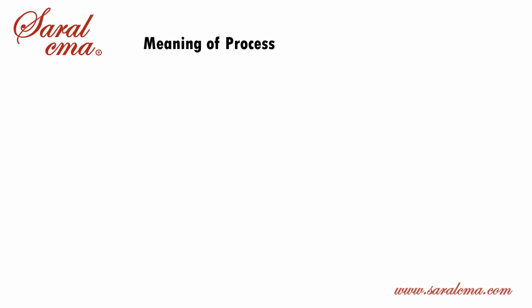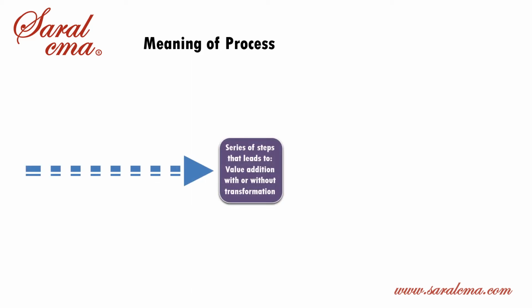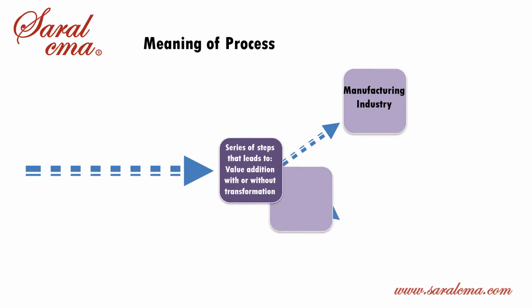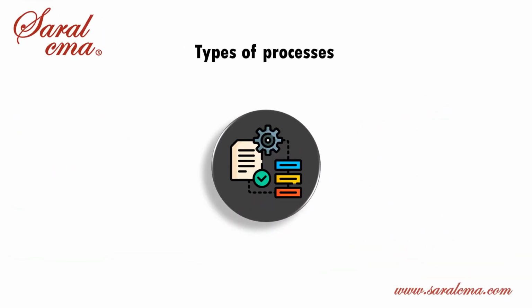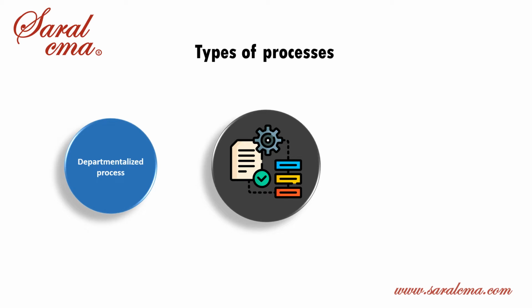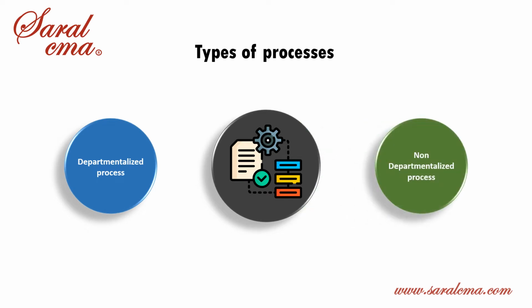Let us understand the meaning of the word process. Process is nothing but a series of steps that leads to value addition. This can happen with or without transformation of raw material to finished goods. In case of a manufacturing industry, the transformation of raw material to finished goods happens. In case of a service industry, value addition happens by delivery of service. There are 2 types of processes. One is a departmentalized process and another is a non-departmentalized process.